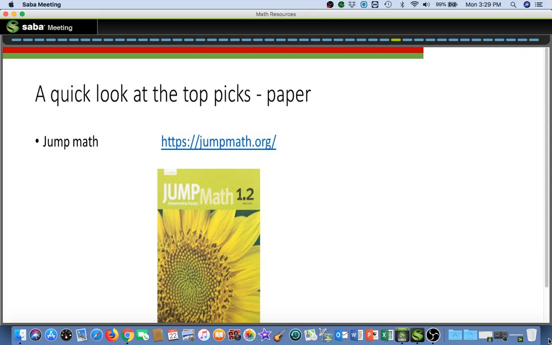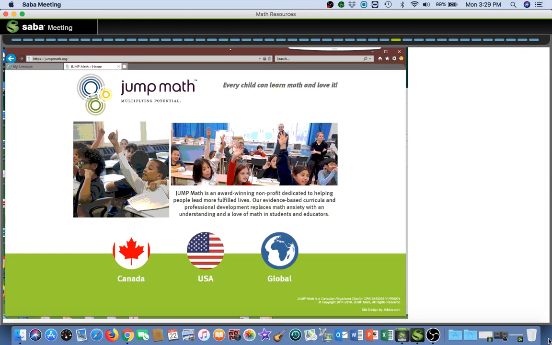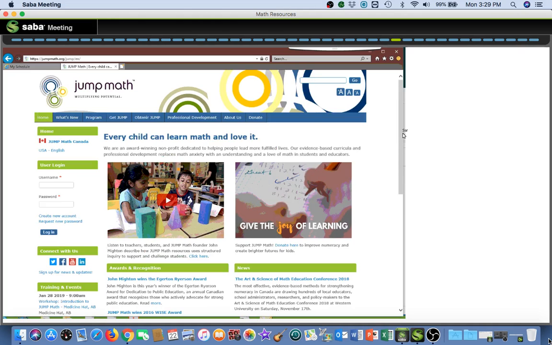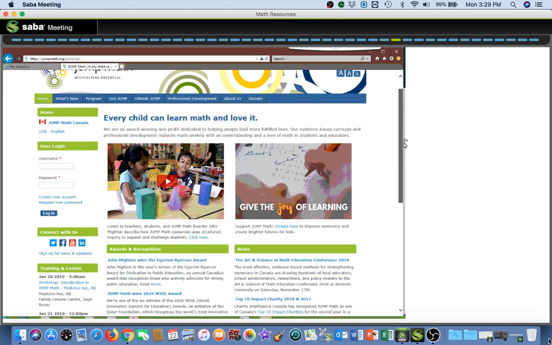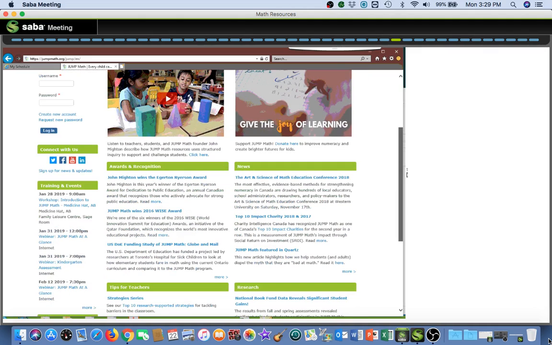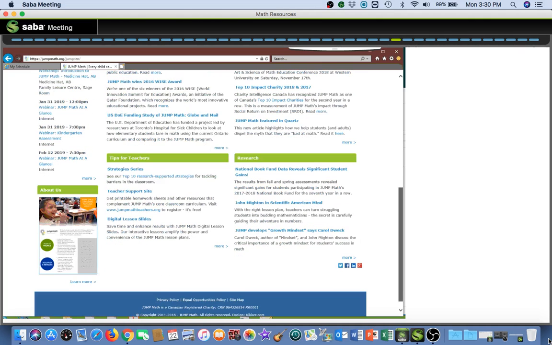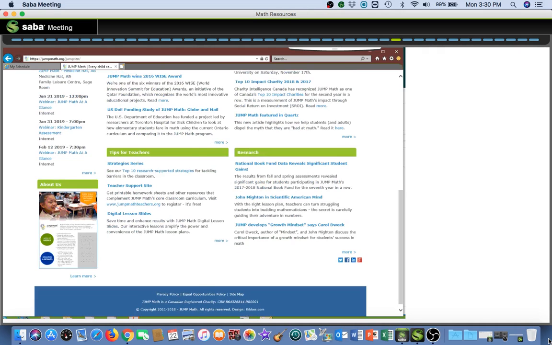And it's free. So maybe, I think Sarah's taking us to Jump Math. Here we go. Every child can learn math. So this is a nonprofit organization that produces these materials, and I think that icon at the bottom is important, knowing that the materials will be Canadian content. Let's take a look. Once again, child resources. Thanks, Sarah.